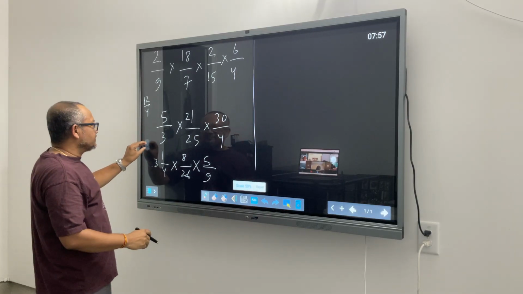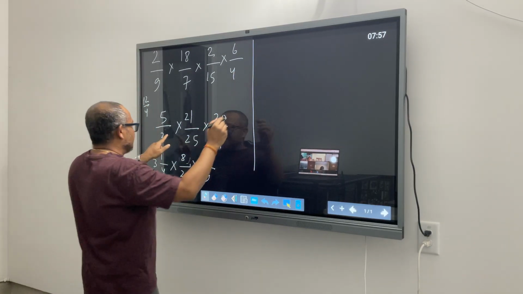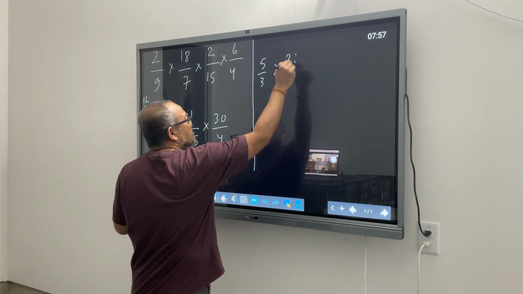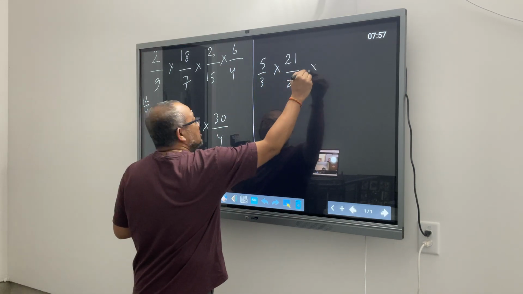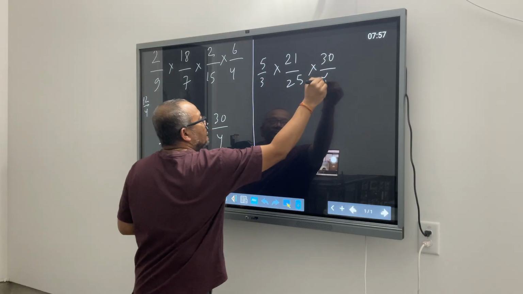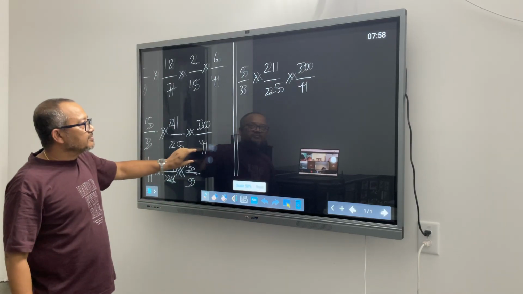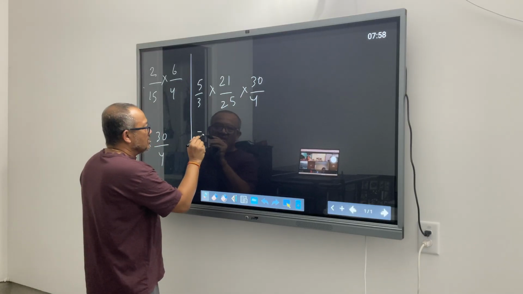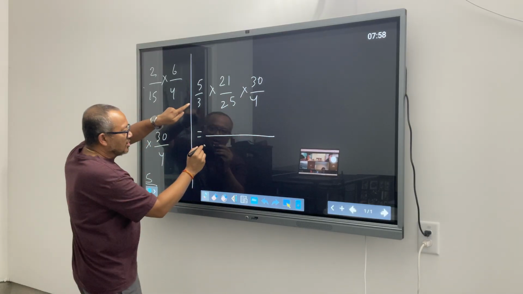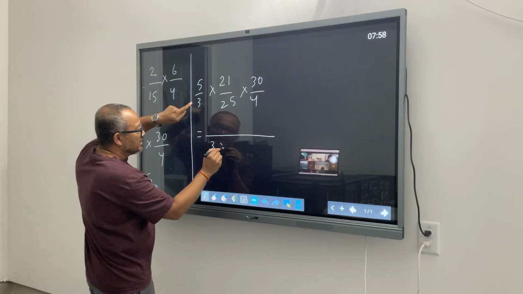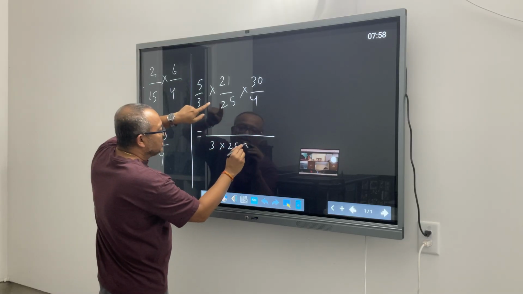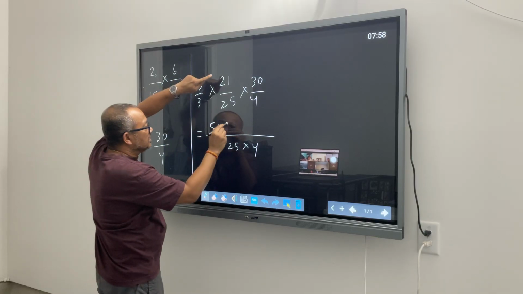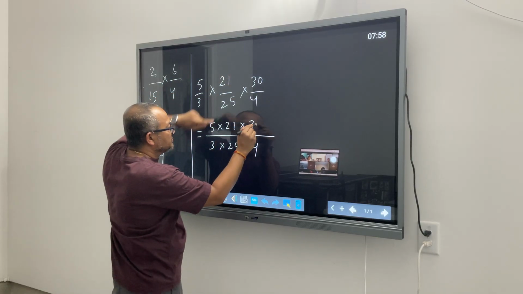So, nothing changes for us. 5 by 3 into 21 by 25 into 30 by 4. Let's bring all the buildings here. So what we will do is put all the things on the first floor together: 3 into 25 into 4. And everything on the second floor: 5 into 21 into 30.